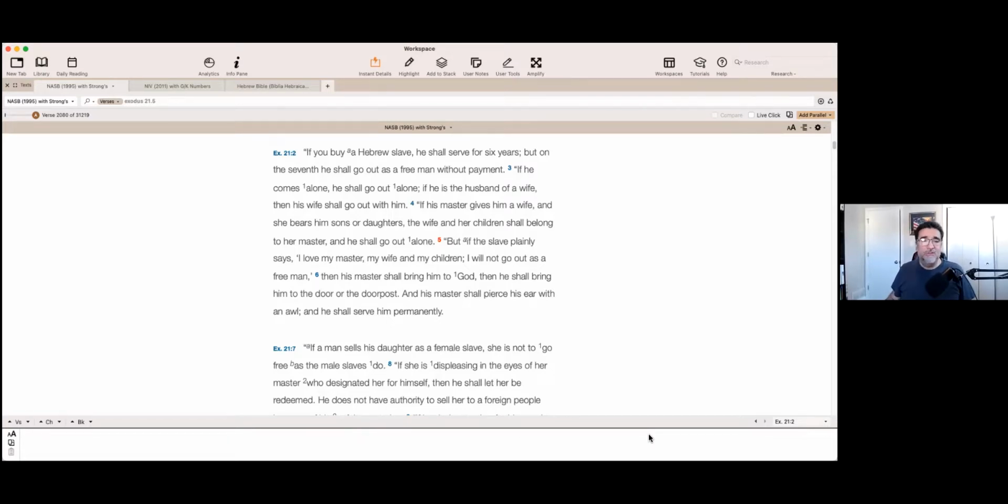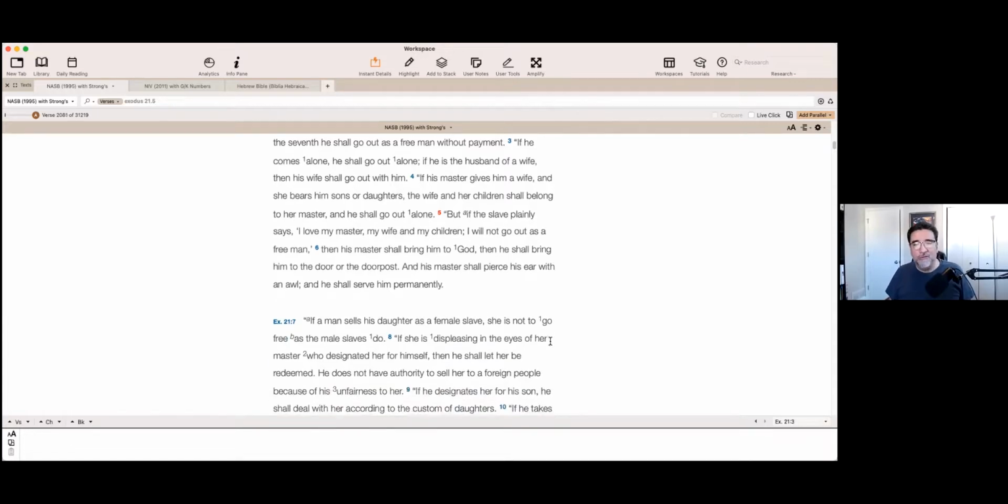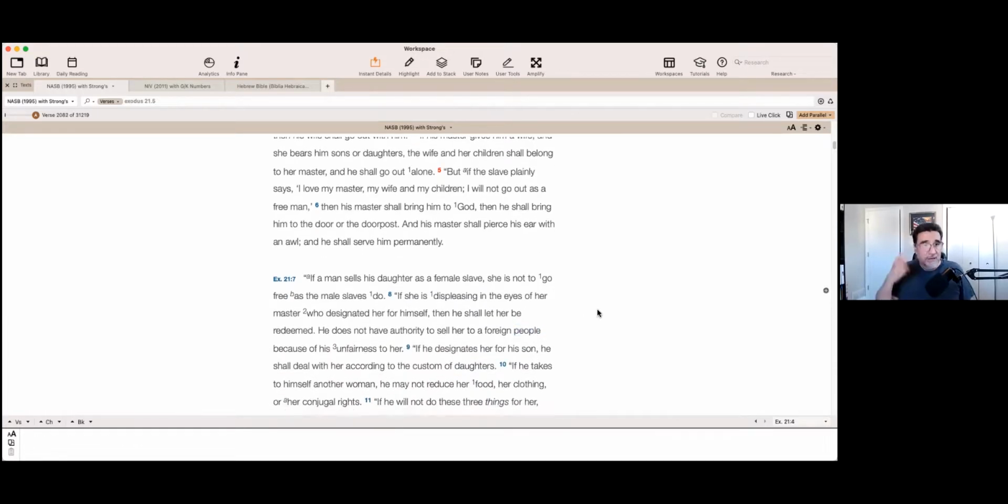Then he shall bring him to the door or the doorpost, and his master shall pierce his ear with an awl. So he got his ear pierced. He put his ear to the doorpost, and he pierced it to the door, signifying you now belong to this property, right? And he shall serve him permanently. That was a total choice that he could do.